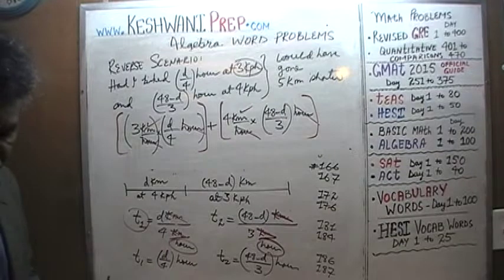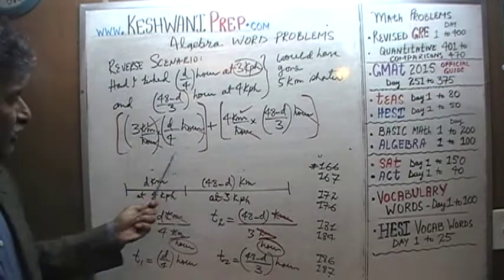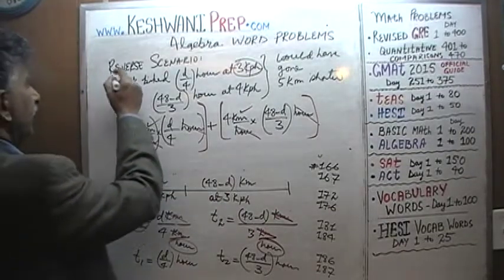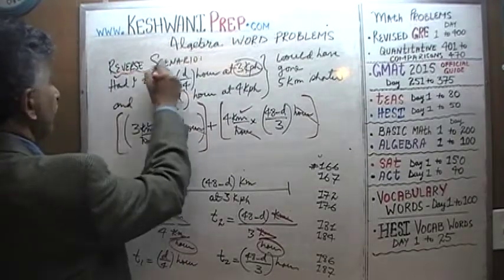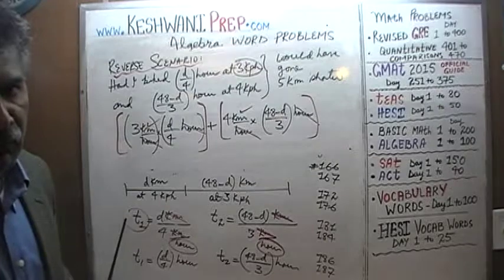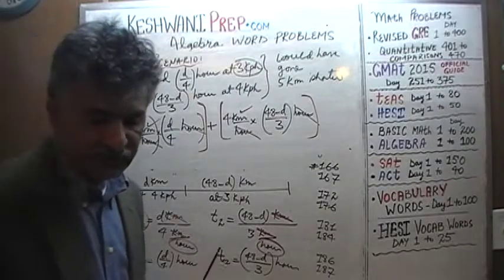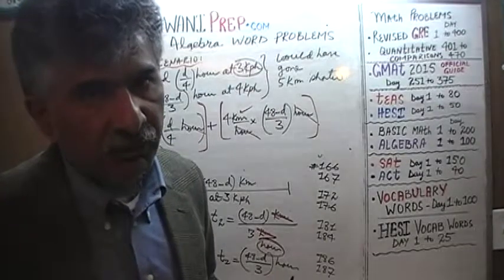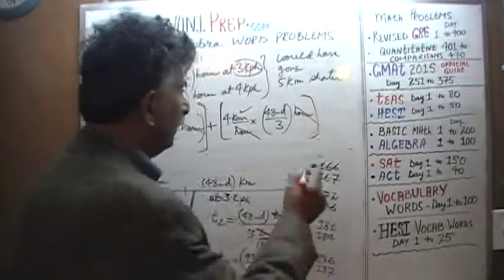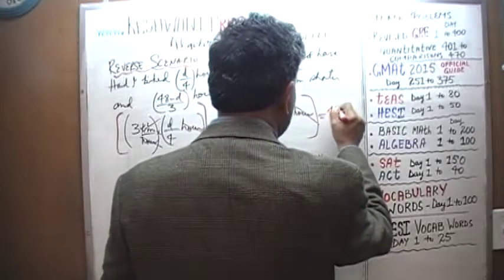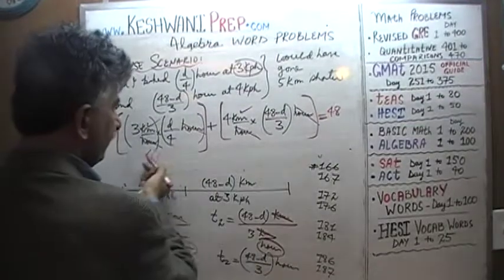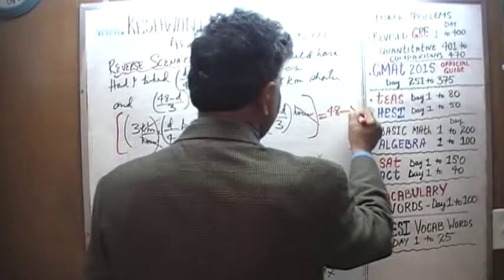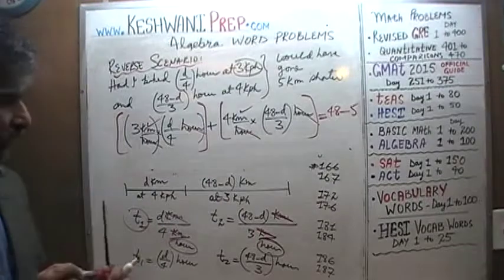And what does this distance represent? The distance that we represent here, in the reverse scenario, we are told that I would have gone 5 kilometers less than before. But how far did I go before in the original scenario? In the original scenario, I went 48 kilometers. Well, if I went 48 kilometers in the original scenario, then this distance is 5 less than that. And that's all it is.